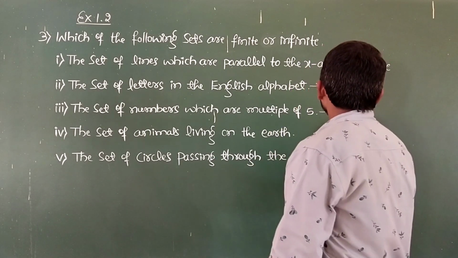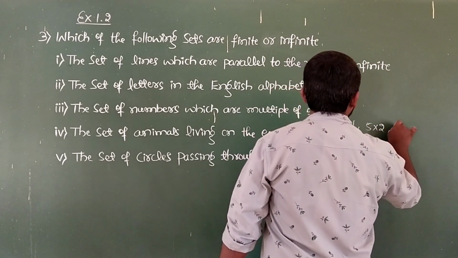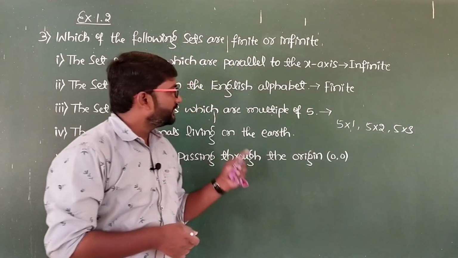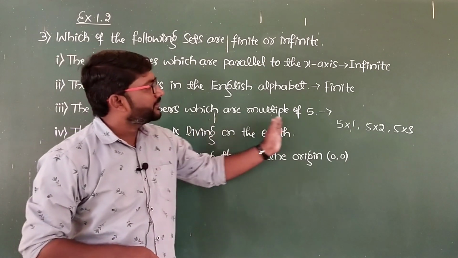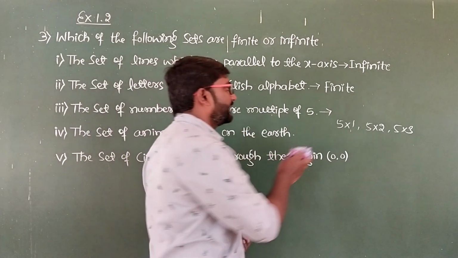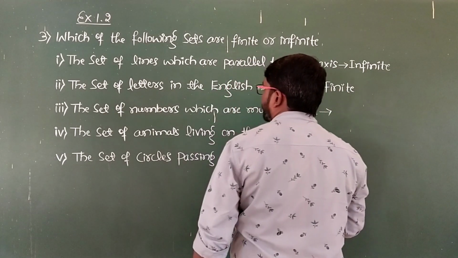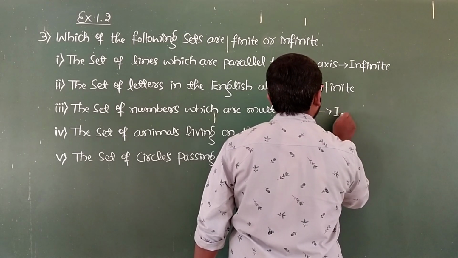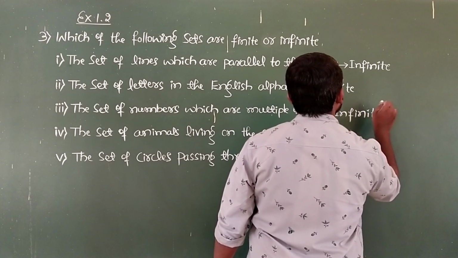And then see the next one, the set of numbers which are multiples of 5. Multiples of 5 means 5 into 1, 5 into 2, 5 into 3, like this you can write many numbers. Here you don't have any upper limit. That means you can write all the multiples of 5, which are uncountable, or it has infinite elements. That is why the set of numbers which are multiples of 5 is an infinite set. So it is infinite.